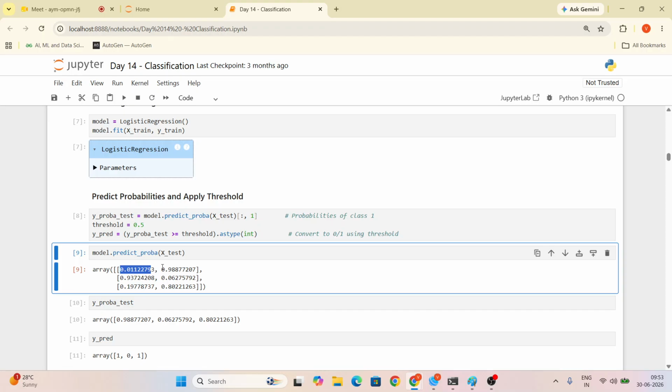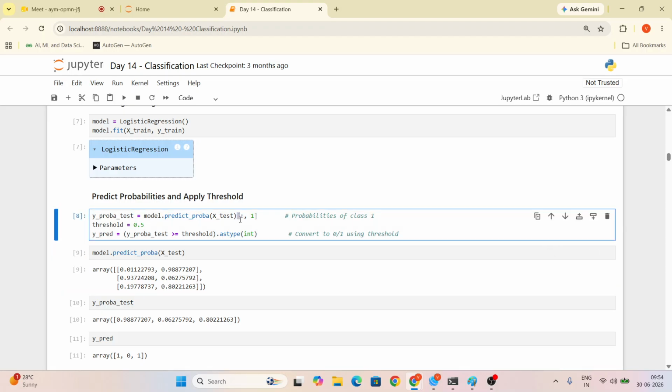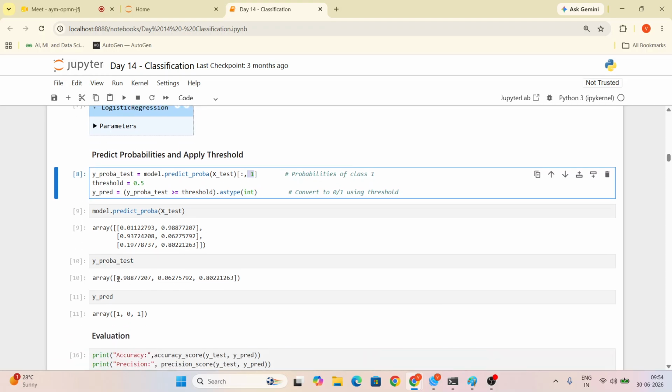What is the thing we want? We want the pass percentage, right? Guys, you have to assume this is the zeroth class. Zeroth class means what? Fail. First class is what? Pass. We are getting pass only: 98 percentage, 6 percentage, 80 percentage. Then only we give it. I need all rows, but I need one column, not the zeroth column. We need one column, so then only this is our output.